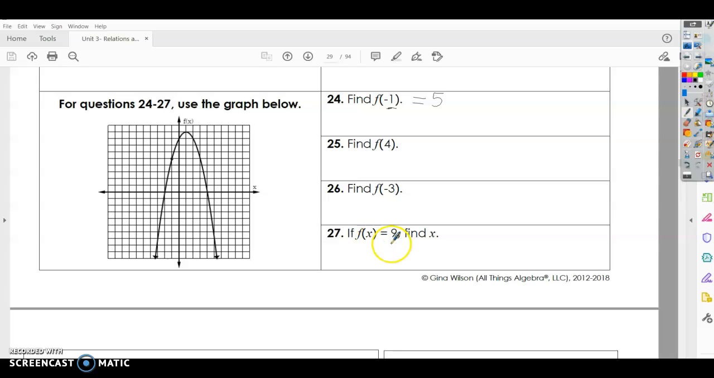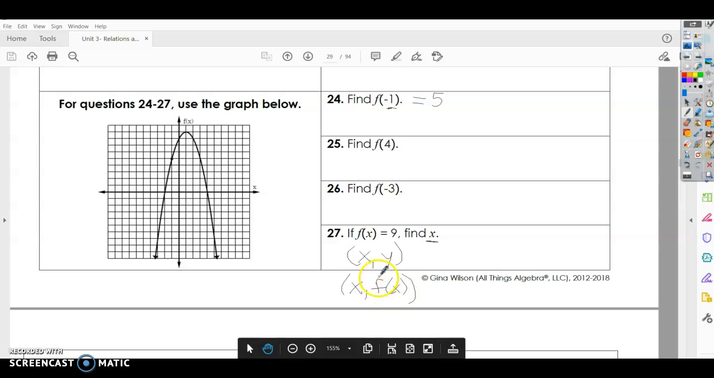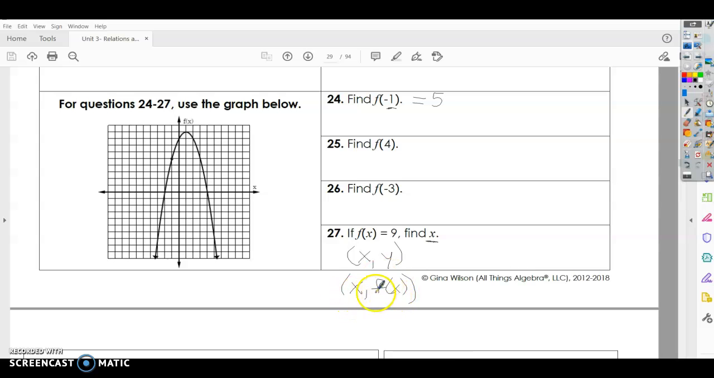Now I want you to look at number 27 because it gives you f of x equals 9. So they're giving you the y value. Now you have to find the x value. So this one is just a little bit different, okay, because every ordered pair is x and y, or x and f of x. So if we're given f of x, this time we're given the second value and we have to find the first value. So remember, f of x or y is our vertical movement. So when y is 9, what is our x?